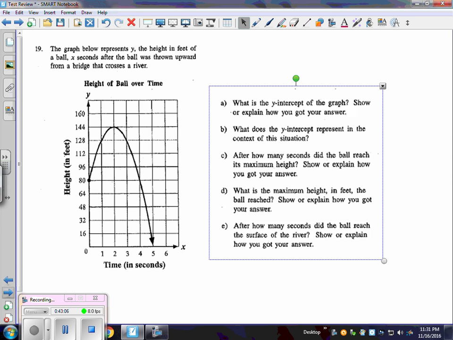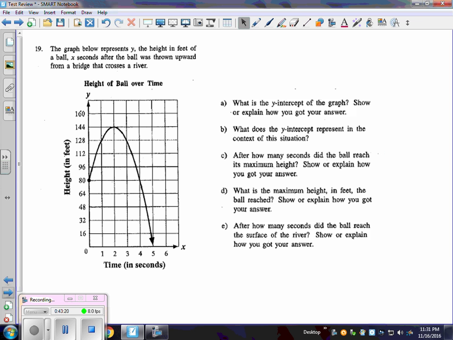All right, 19. Remember who has this one. So you'll have to check your package of papers and see.